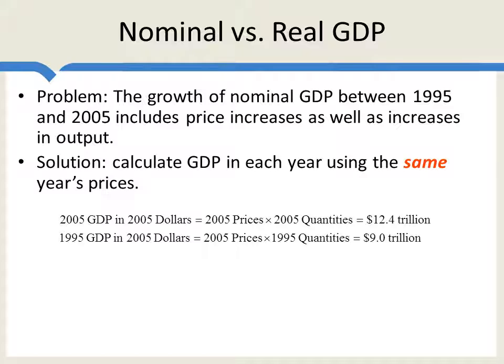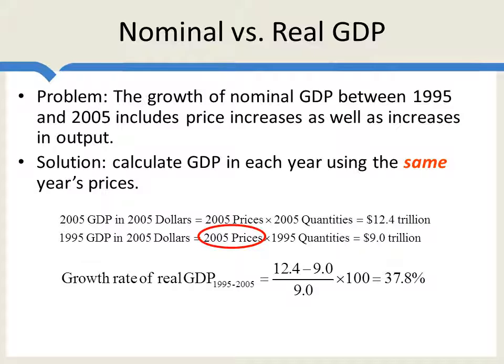So the solution to this problem is to calculate GDP in each year using the same set of prices. For example, we can calculate 2005 GDP, just as we did before, as 2005 prices times 2005 quantities. That's again $12.4 trillion. Now, however, let's calculate 1995 GDP in 2005 dollars. That is, we're going to use 2005 prices times 1995 quantities. That gets us 1995 GDP in 2005 dollars, and that's $9.0 trillion.